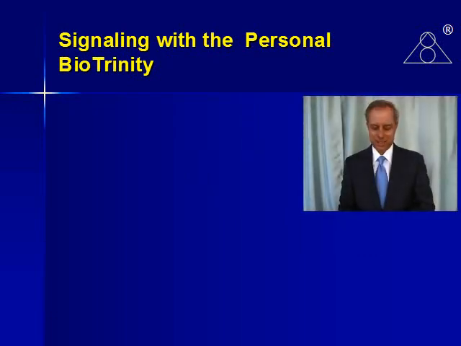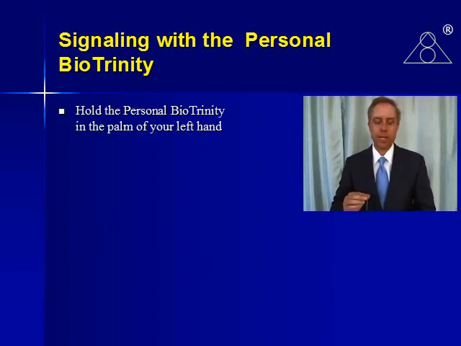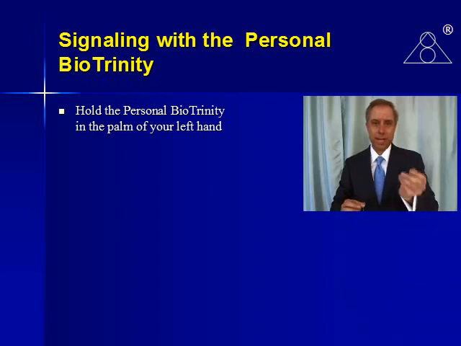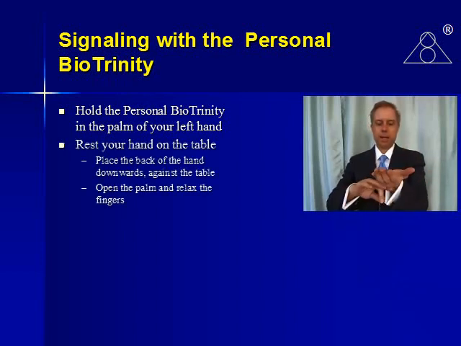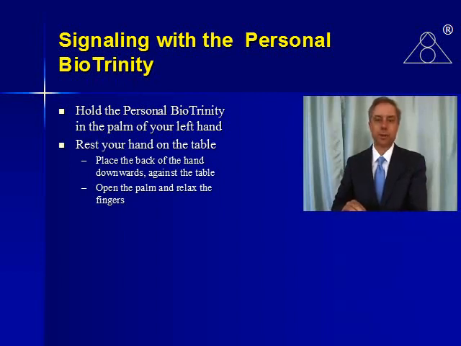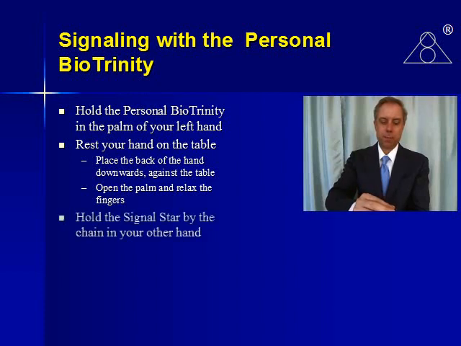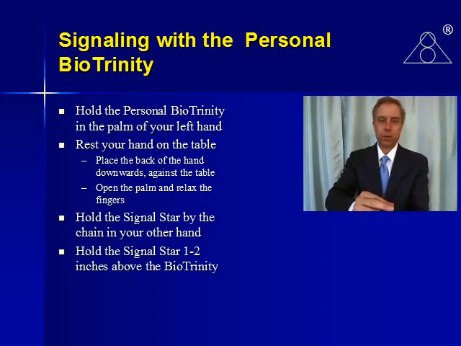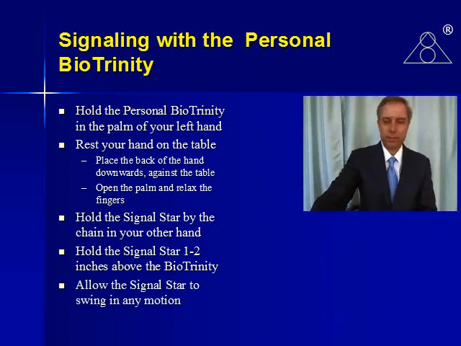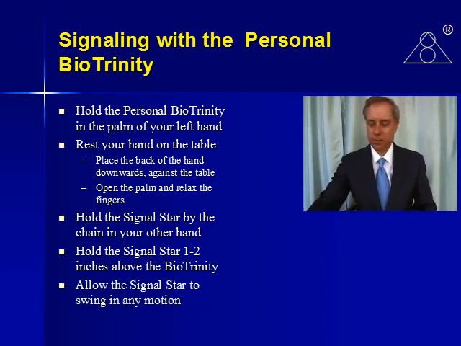Okay. Now for this practice session, we're going to be doing the same thing, signaling over your personal bio-trinity. The only difference is the hand that is holding your personal bio-trinity, go ahead and set it so that the back of the hand is resting on the table in front of you. Then take your signal star and hold it 1 to 2 inches above the hand. Let it move in any motion that it wants and simply notice how it is moving. Take some time for this. We'll go ahead and pause the playback now.